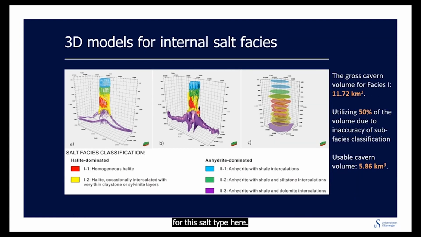For this salt type, the gross cavern volume for phase number 1, that is the yellow and the red color, reaches about 12 cubic kilometers. If we assume that we can use half of these phases for making salt caverns, we still have a usable cavern volume of about 6 cubic kilometers, but this is a huge number.